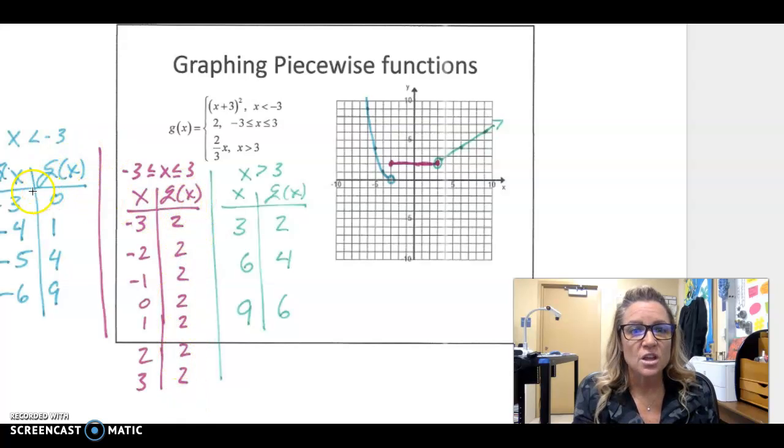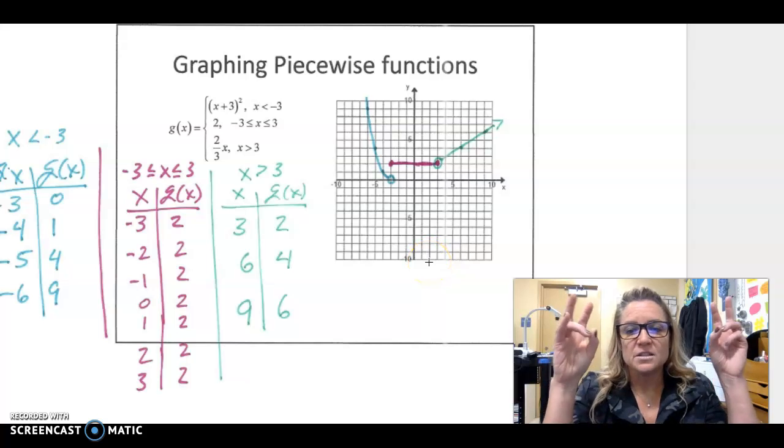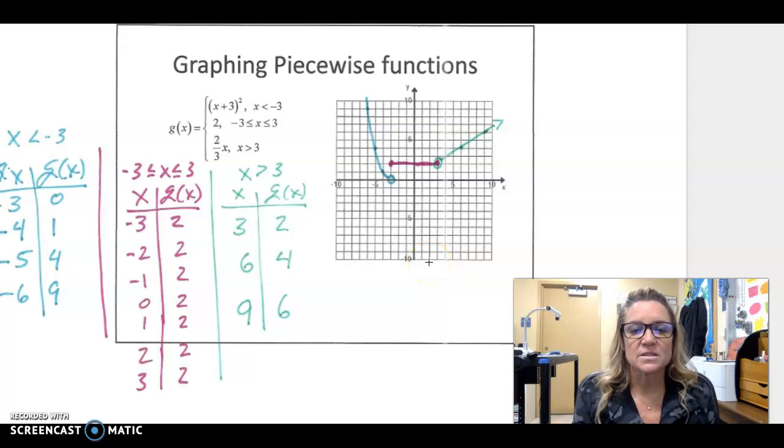For this t-chart, you plug in values that are less than 3. And for this t-chart, you plug in values that are greater than 3. And you graph each of those parts separately in different pieces. That's why it's called piecewise. All right.